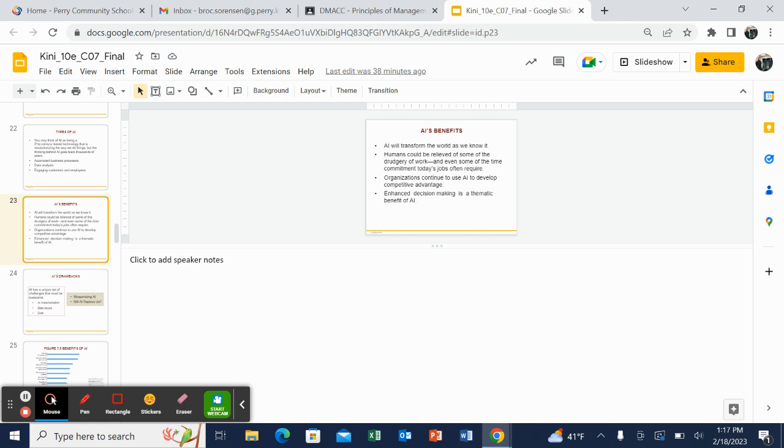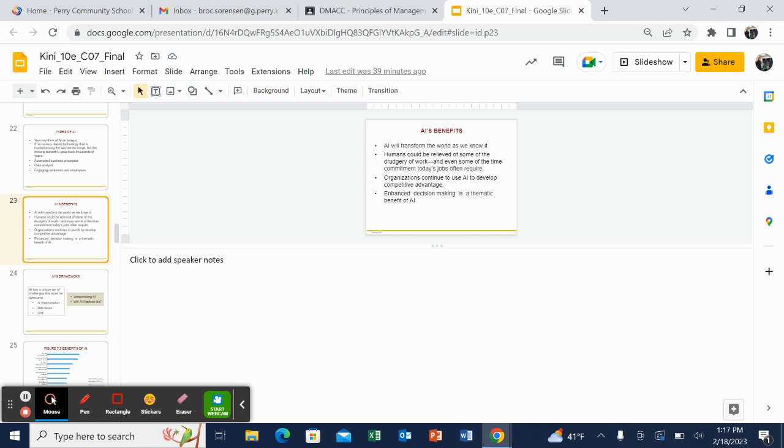Organizations continue to use AI to develop a competitive advantage. You've seen that with Chat GPT, and now with Microsoft. They have enabled Chat GPT to work with their search engine Bing in an effort to gain a competitive advantage over Google, right? So this is not a foreign concept to us, using AI to get an upper hand on competitors. This is something that you're going to continue to see.